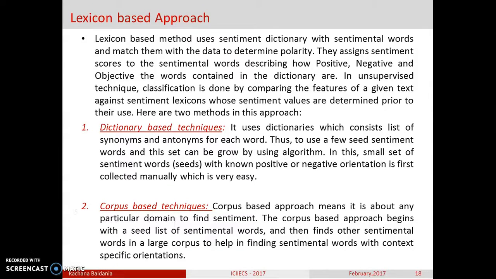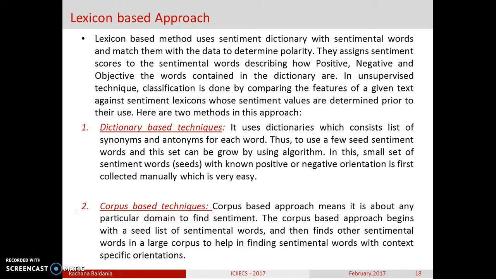First is the dictionary-based technique, which means it uses a dictionary which consists of a list of synonyms and antonyms for each and every word. Thus, it uses seed sentiment words, and this set can be grown by using an algorithm. In this, a small set of sentiment words like seeds, which are of known positive or negative orientation, is first collected manually, which is very easy.